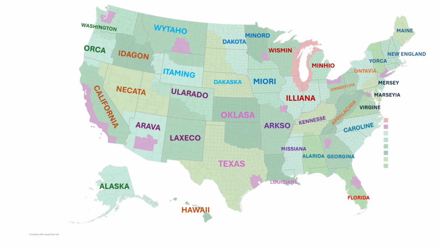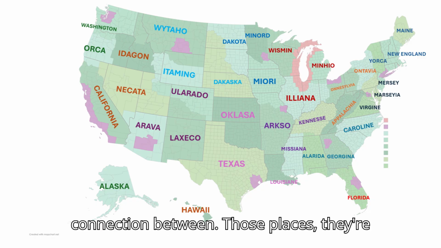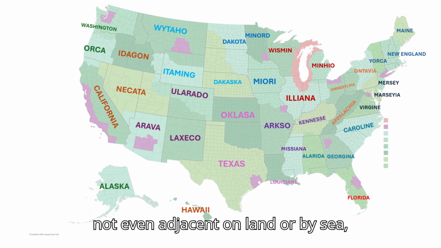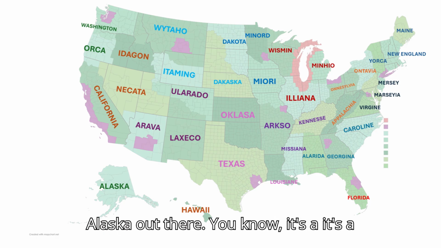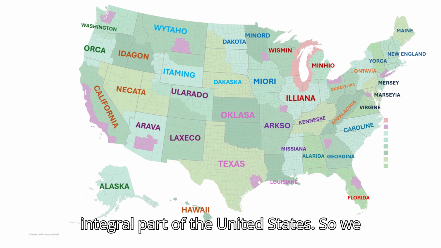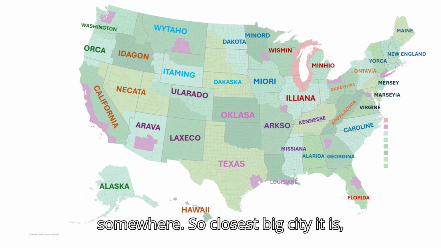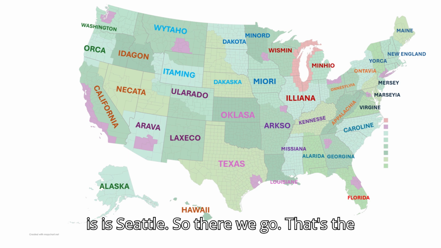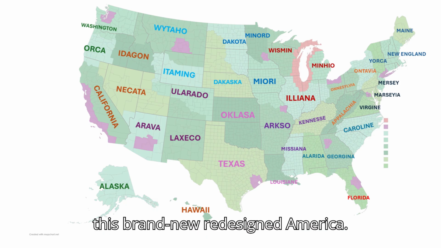I don't know. Historically, there isn't really much connection between those places. They're not even adjacent on land or by sea, really. But I can't just leave Alaska out there. It's an integral part of the United States, so we got to have Alaska being put somewhere. So closest big city it is Seattle. So there we go. That's the whole map of provincial states in this brand new redesigned America.